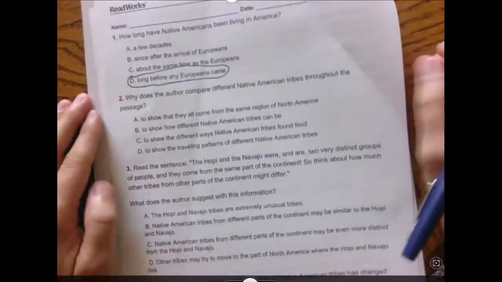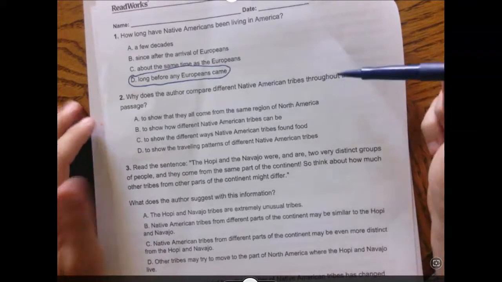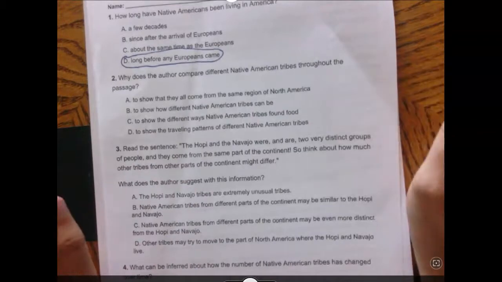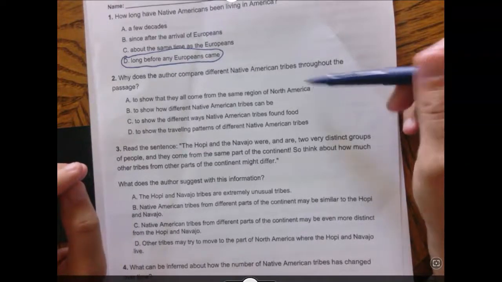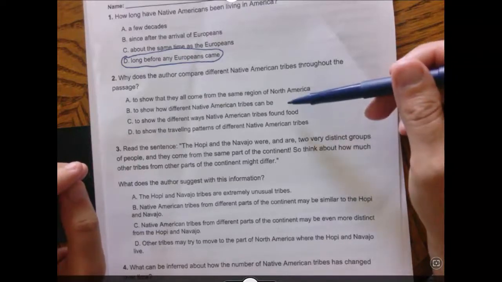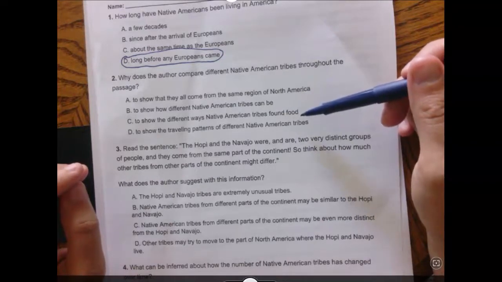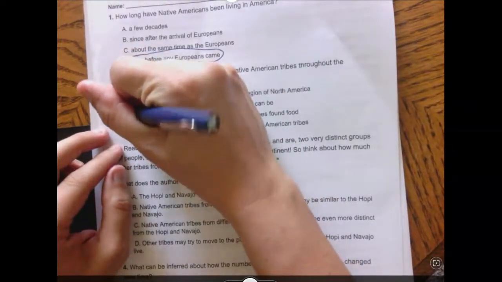Number 2, why did the author compare different or distinct Native American tribes throughout the passage? He kept comparing them, right? They started by comparing the Hopi and the Navajo, then he compared the Chinook and the Penobscot Indians. So why? Is it A, to show that they all come from the same area of North America? To show how different the Native American tribes can be? To show different ways that they found food? Or to show the traveling patterns of different Native American tribes? If you said B, you are correct.